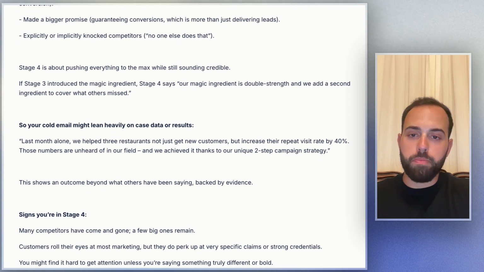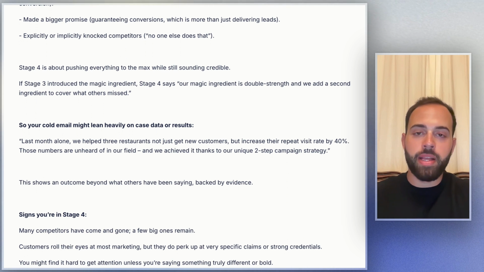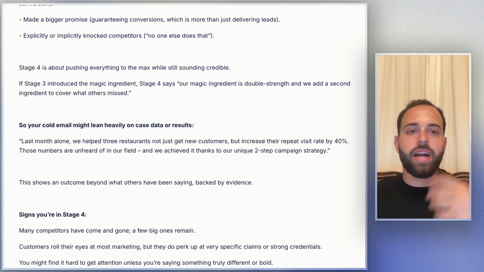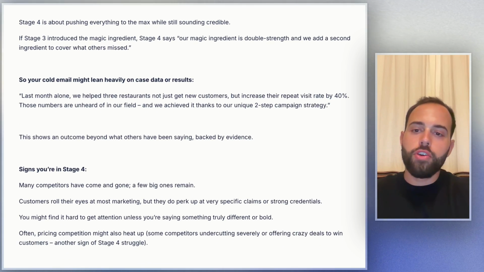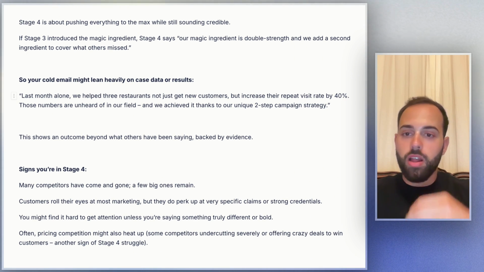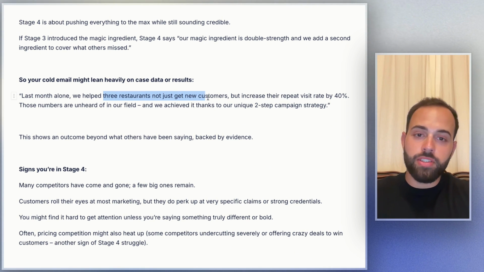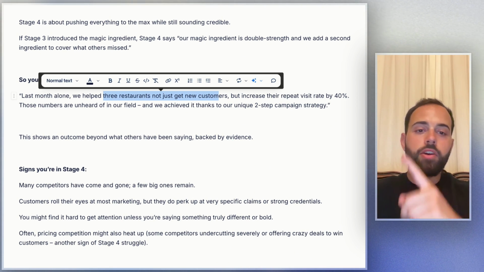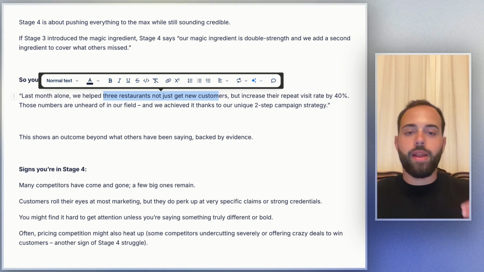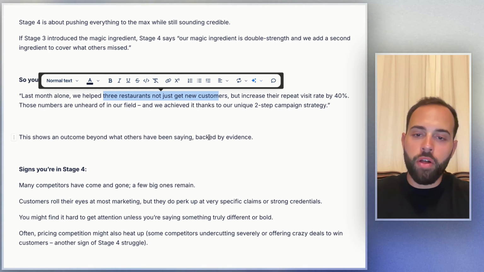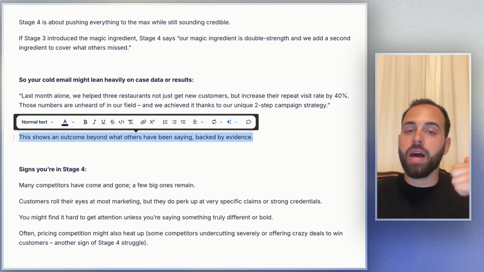Okay, so stage 4 is about pushing everything to the max, everything to its limits, but while still sounding credible. Because if I just say that I can help you get 250 sales appointments in the next 7 days, then that doesn't sound very realistic. So your cold email can lean heavily on case data or results as well. Last month alone, we helped 3 restaurants not just get new customers, but increase their repeat visit rate by 40%. Those numbers are unheard of in our field, and we achieved it thanks to our unique 2-step campaign strategy. So this shows an outcome beyond what others have been saying, backed by evidence.